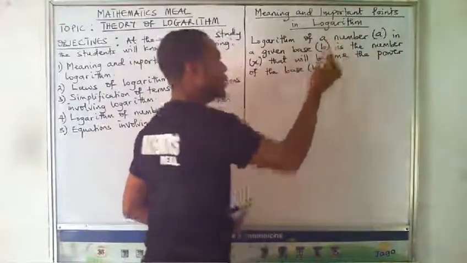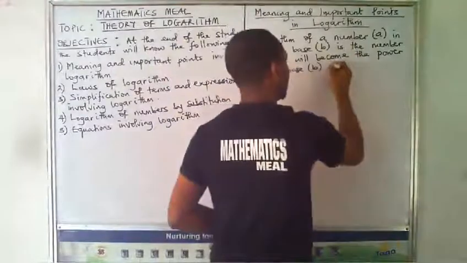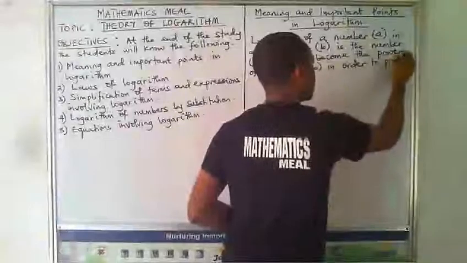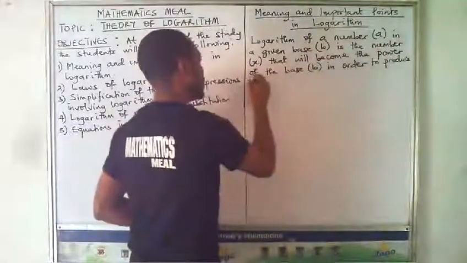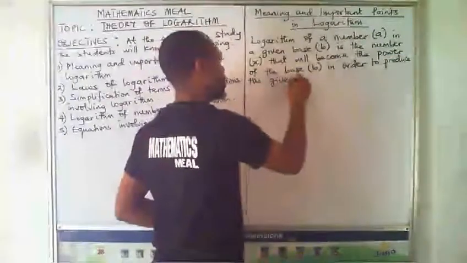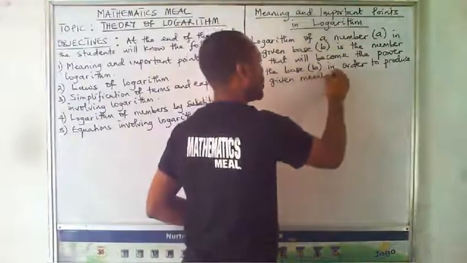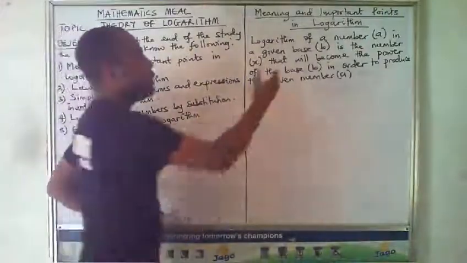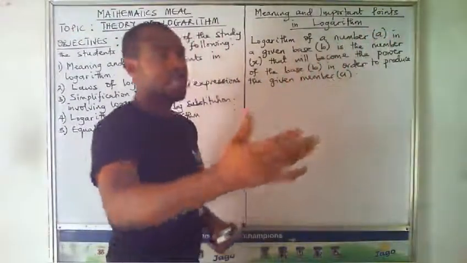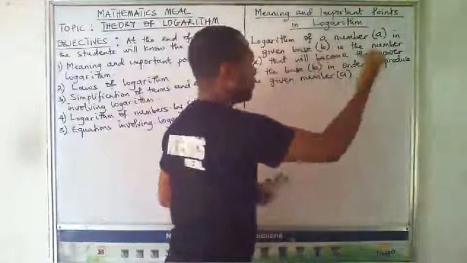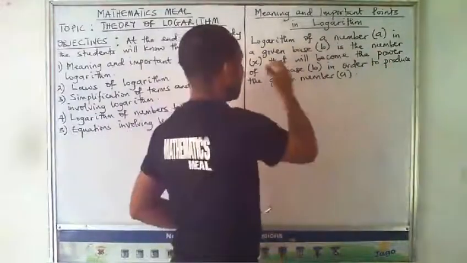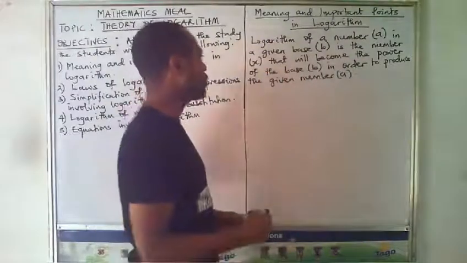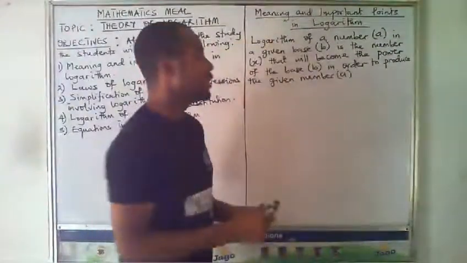What is the base again? We say it's b. In order to produce the given number a. So logarithm of a number, let the number be a, in a given base b, is the number x that will become the power of the base b in order to produce what? The given number a.